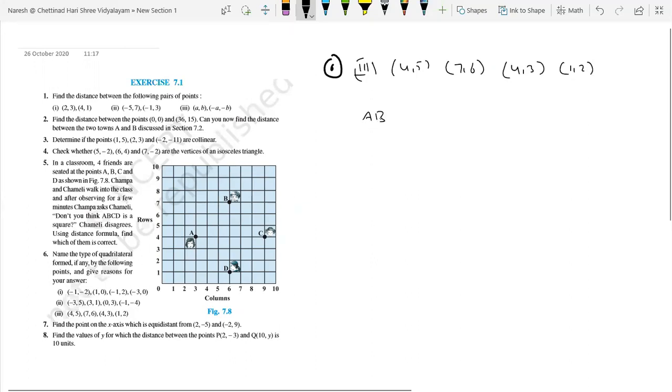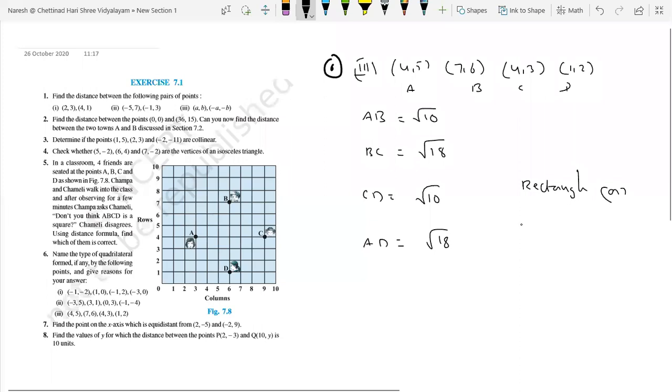What is the AB value you got? Root 10, correct? BC, root 18. CD, root 10. And AD, root 18. It clearly shows it is either a rectangle or a parallelogram.